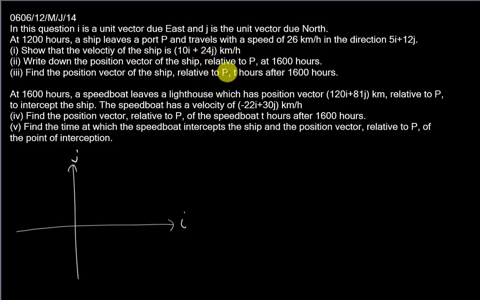So the first question is how are you going to show the velocity of the ship in vector form, because this is 10i plus 24j. If the question only asks you to find the speed, then it's very easy, you can find the magnitude of the velocity. However, velocity is speed with direction. That's why we call it velocity.